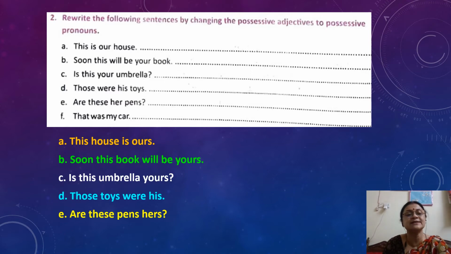Last sentence here, number F. That was my car. My car here is the possessive adjective. Let's change it to a possessive pronoun and see the answer. That car was mine. Let's move to the next. Let's practice.